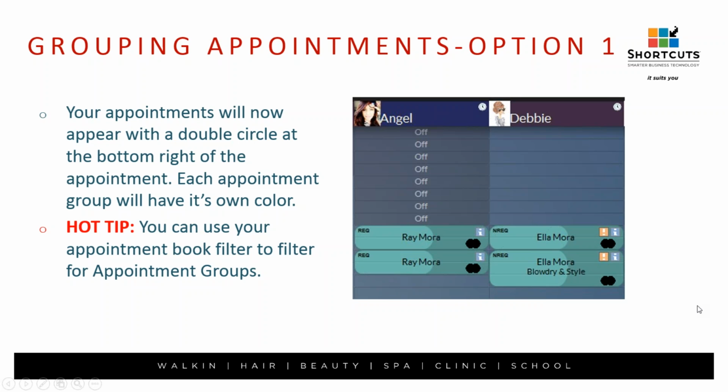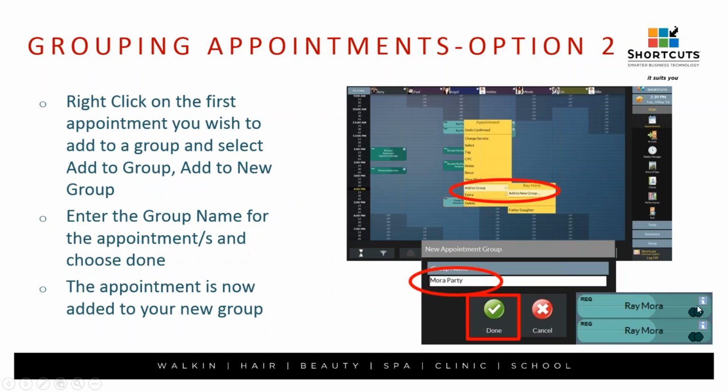All right, so that's the first way to group appointments. The second way, grouping appointments option 2, you can do pretty much directly from your appointment book. What you'll do is right-click against the appointment you wish to add to the group, and then select the add to group option and then add to a new group.